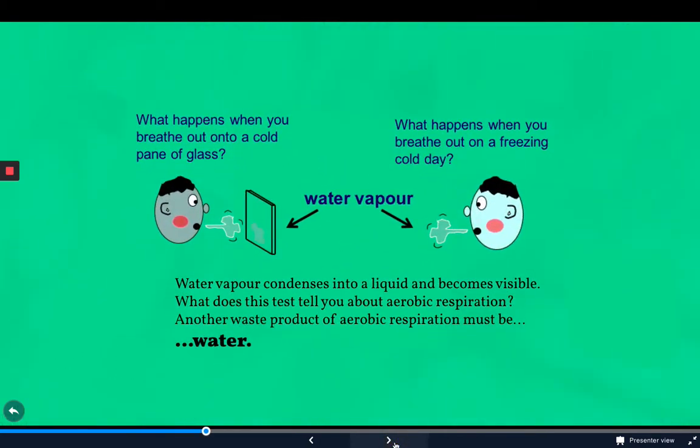What about the second waste material? What happens when you breathe out onto a cold pane of glass? Or what happens when you breathe out on a freezing cold day? Water vapor condenses into a liquid and becomes visible. What does this tell you about aerobic respiration? Another waste product of aerobic respiration must be water.